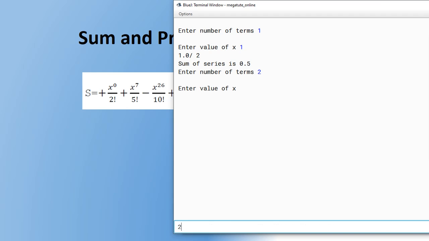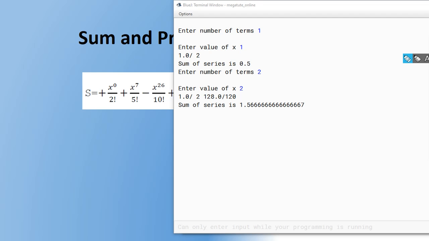So number of terms 2 and value of x is 2, so it gives something like that. Let's check whether it's correct or not. So it is x to the power 2 will be x, 2 to the power 0 is of course 1, and factorial 2 is 2. So the first term is fine. Next term is 2 to the power 7. So 2 to the power 7, 2, 4, 8, 16, 32, 64, yeah, it's going to be 128, and factorial 5 is 120. Then when we add this, it becomes this.